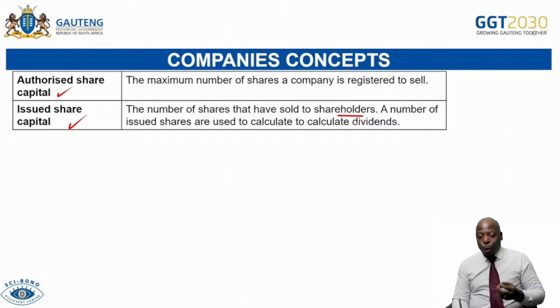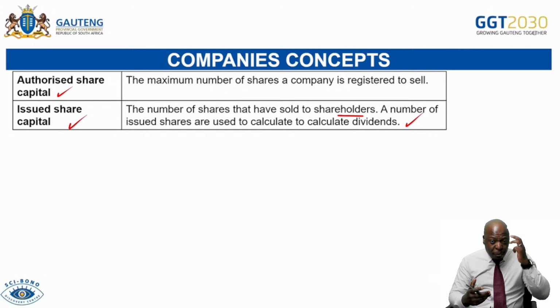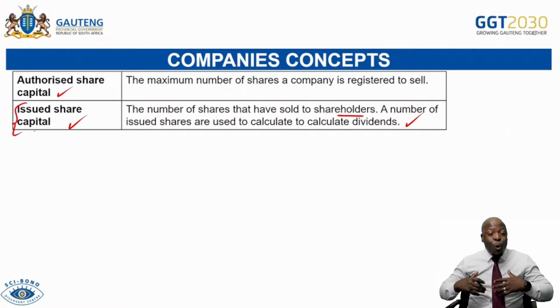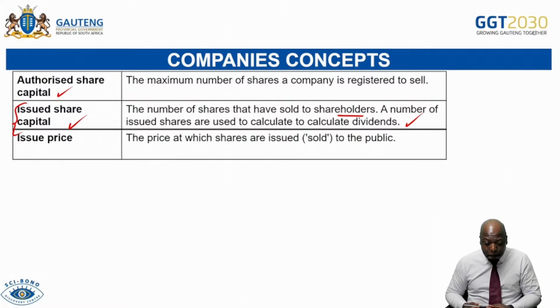All right. So we are going to calculate how many shares we've issued. And on those issued shares, we would then calculate our dividends. So the moment we talk about dividends, you have to quickly remember issued share capital, because we only issue dividends, not to the authorized, not to the maximum number of shares that the company can issue, but we give dividends only to the issued number of shares. Okay, let's go on to the next one.